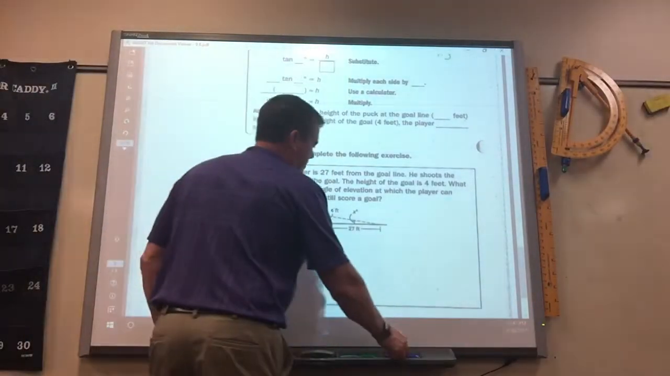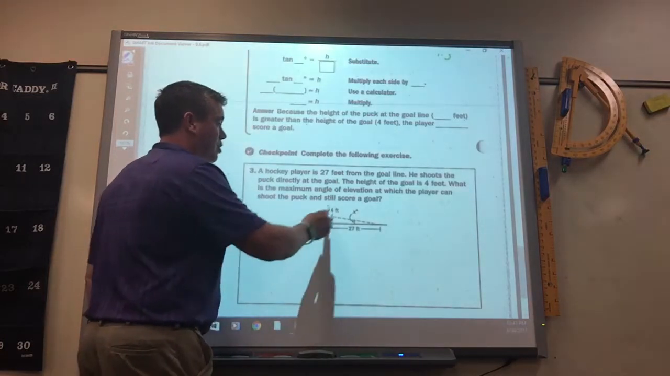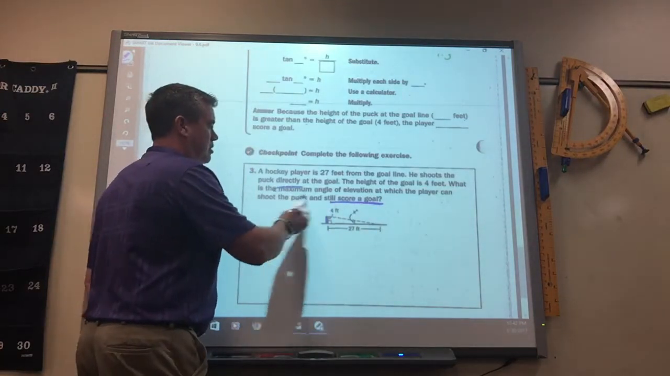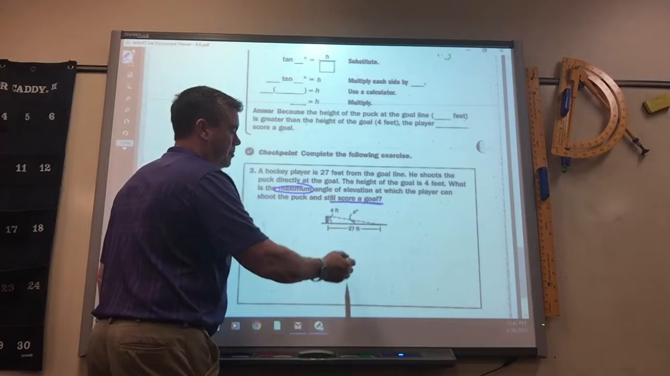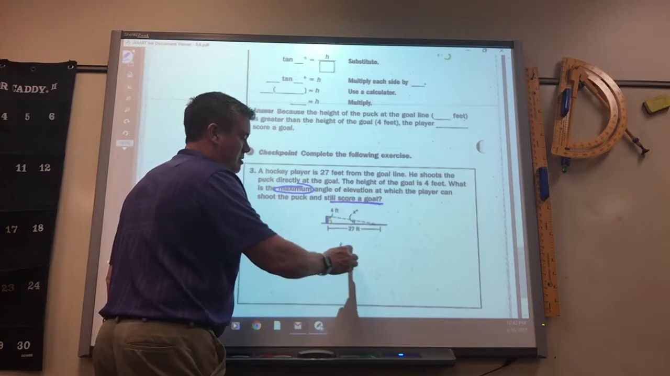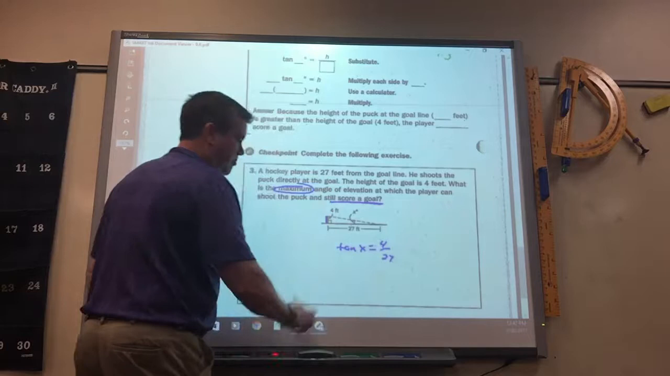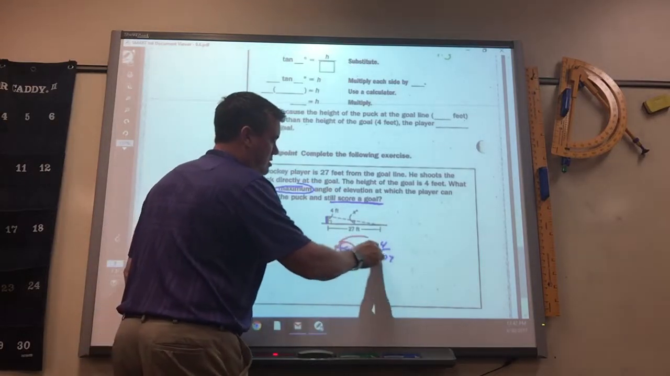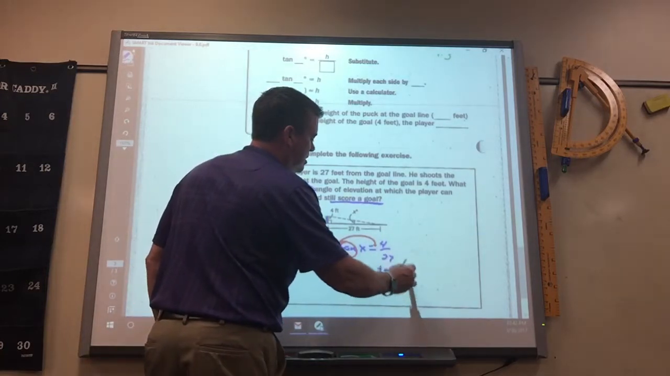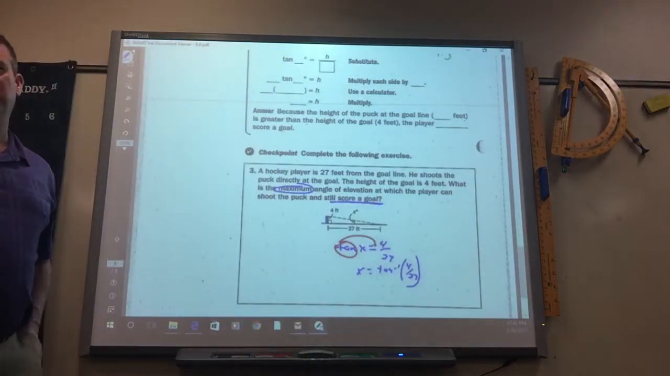Now here's the same problem. They're shooting from 27 feet. The goal is 4. They want the puck to go in. So they're wondering what angle, what's the maximum angle that it could go up at. So we got to find the angle. So you use tangent again because this side is opposite and this is adjacent. Tangent of x equals 4/27. So you move the tangent over. X is tangent inverse. 6.1, I'm just guessing.